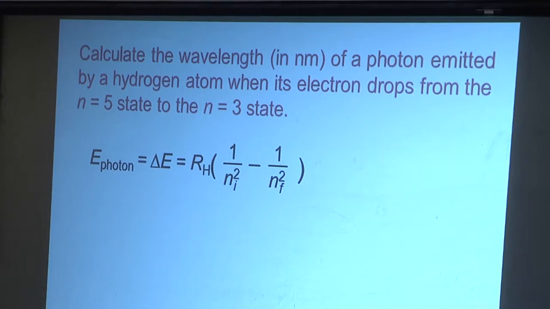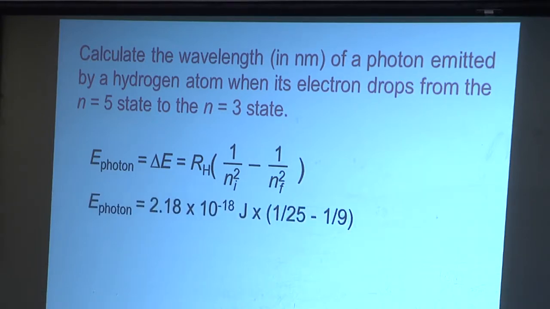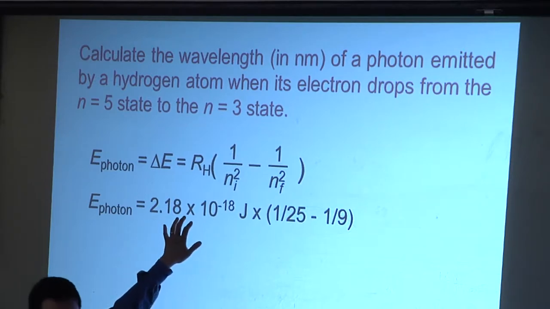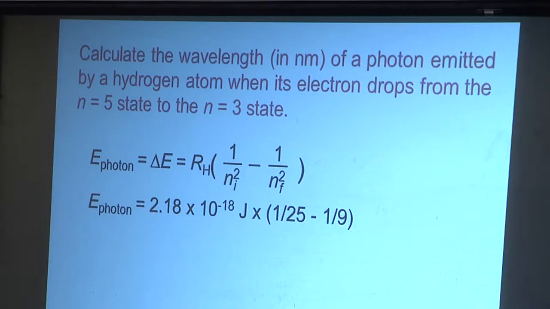Well, here's your formula, right? The energy of the photon, delta E, equals R sub H times 1 over n squared I minus 1 over n squared F. So what's I in this case? 5, and F is 3. So R sub H is R sub H. Right, it's a constant. Do you need to memorize it? No. But again, if you're doing it right, you'll probably have it in your head by the time exam rolls around. Right, so 2.18 times 10 to the negative 18th times 1 over 5 squared minus 1 over 3 squared.